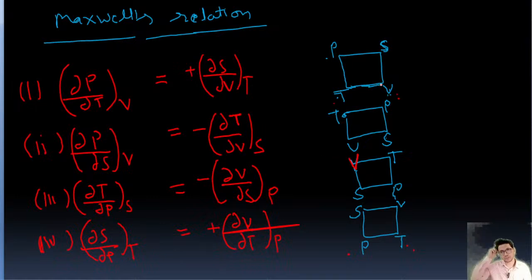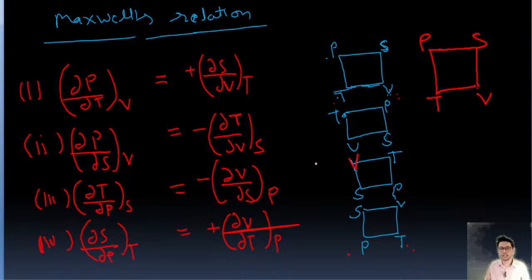This is the procedure. You just need to note down this one box, PSTV, in this order. Then you change the position of P, put P here, then P in the second here, and you will get all of these. This is the trick, guys. I hope you have understood it.